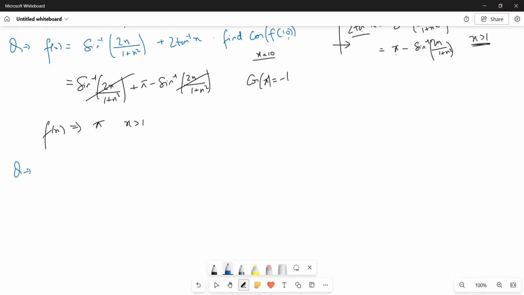Okay, next question. Solve for x. Sin inverse x plus cos inverse of x square minus 2x plus 2 is equal to pi by 2. Find x. It's a simple question.